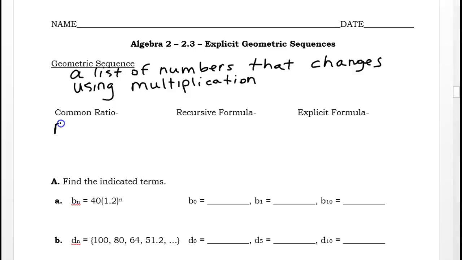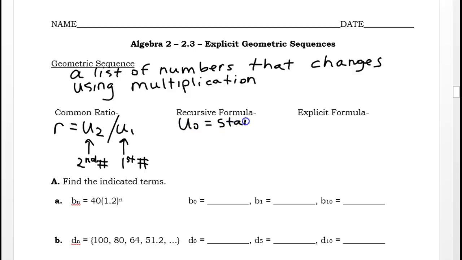A formula for determining that common ratio would be to take any term in the sequence and divide by the term in front of it. So to obtain the ratio, we could take the second number and divide by the first number. We've already been talking about recursive formulas. To reiterate, we'd have u0 being the starting number, and we'd have u sub n is u sub n minus 1 times whatever that ratio is.